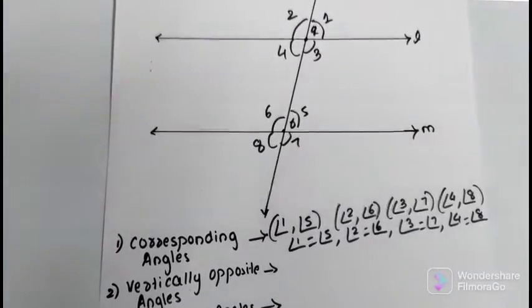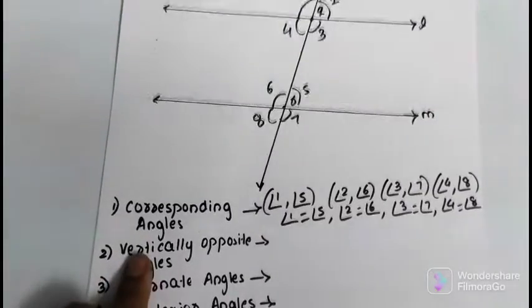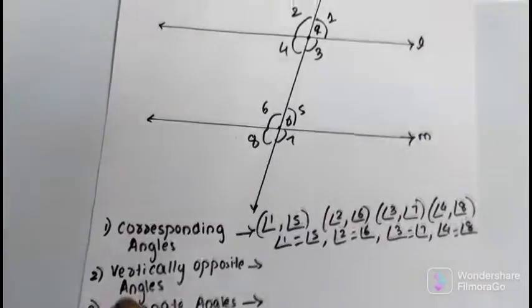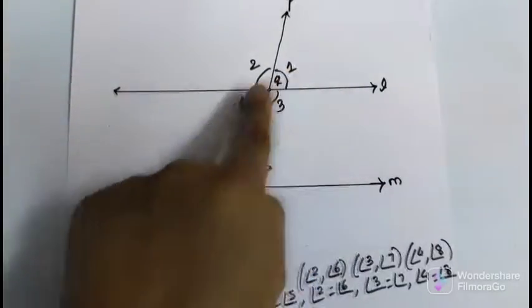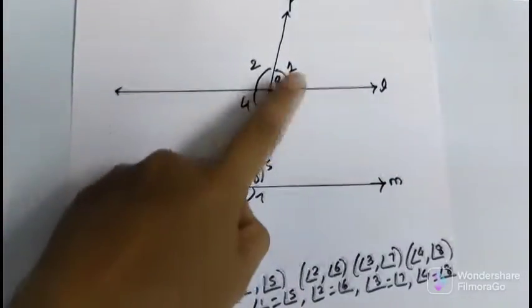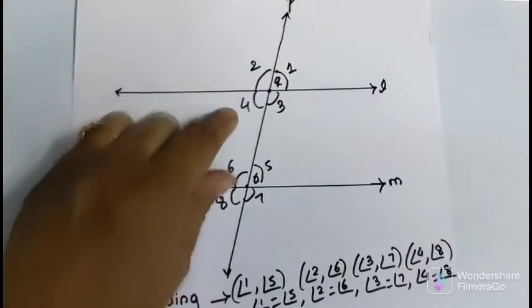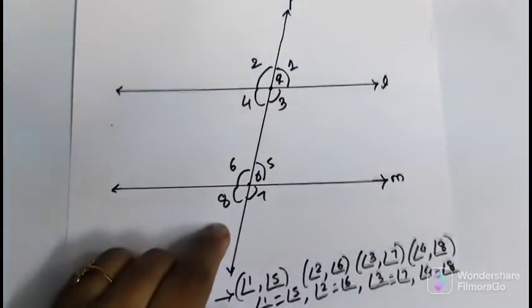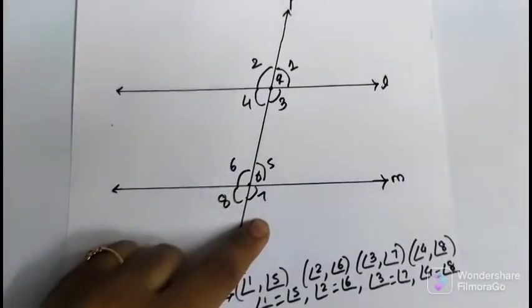Now that we have learnt what corresponding angles are, we come across something called vertically opposite angles. As the name says, they are opposite angles. Let's look at this figure here. Angle 1 and angle 4 are on exactly opposite sides, right? So they are called vertically opposite angles. Similarly, angle 2 and angle 3 are vertically opposite angles. Angle 5 and angle 8 are vertically opposite angles. Angle 6 and angle 7 are also vertically opposite angles.